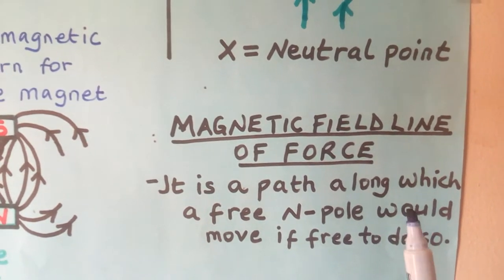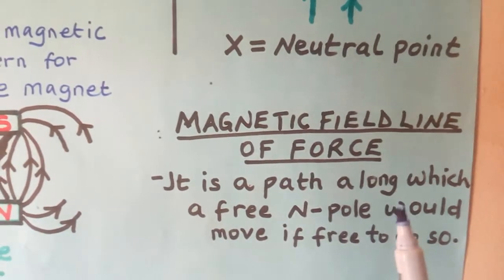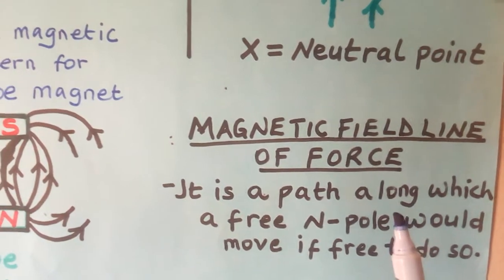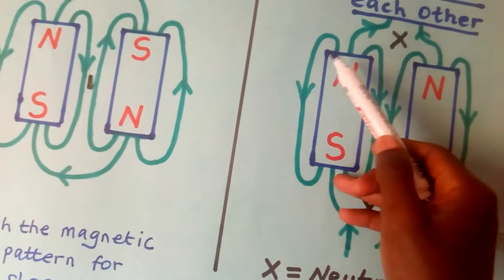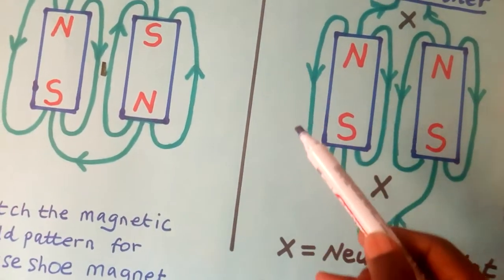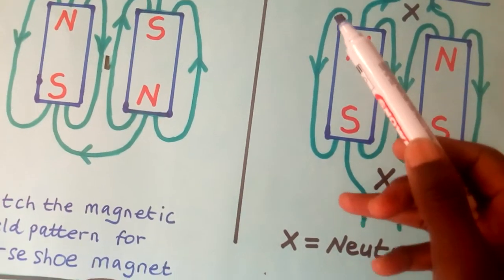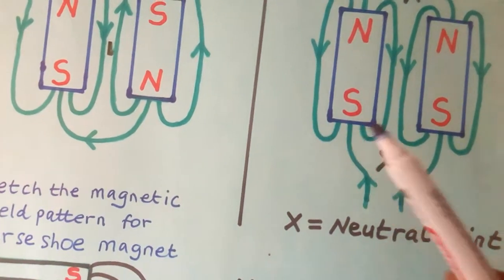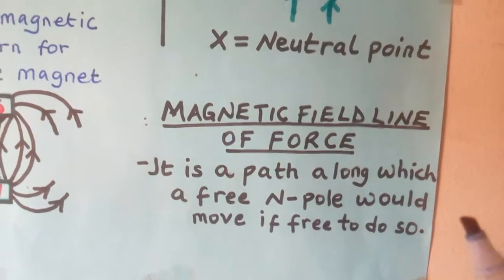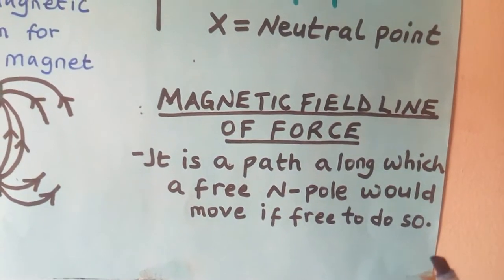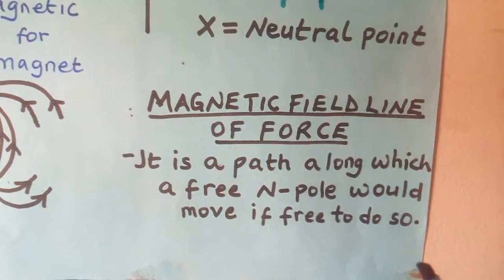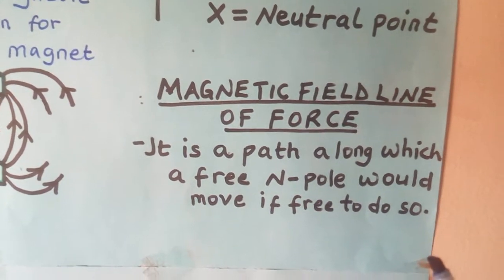What does that mean? If that north pole was very free, it would move like that. It would move from here and come like this. So it is a path along which a free north pole would move if it is free to do so.